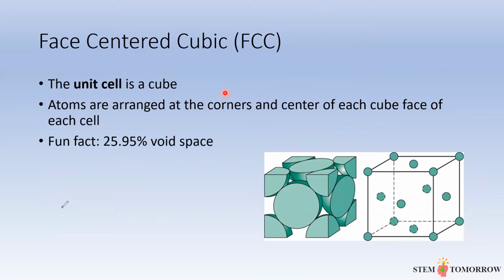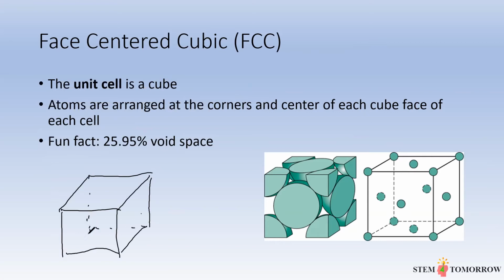Basically, if this is my unit cell, then I have an atom in each corner, and I also have an atom on each face, on the center of each face, okay? So it's going to look something like this. You have atoms in each corner, and then also on each face. And in this face-centered cubic structure, you're going to have 25.95% void space, so space in between all these spheres.